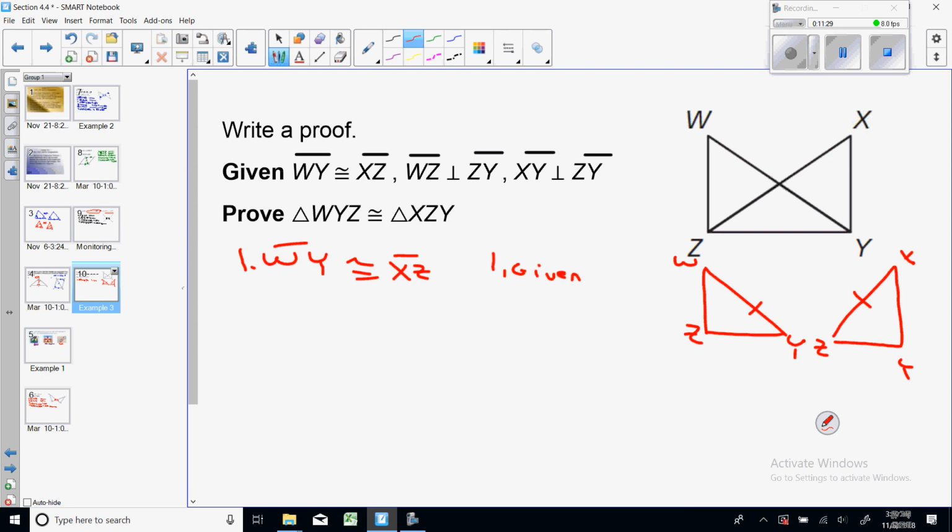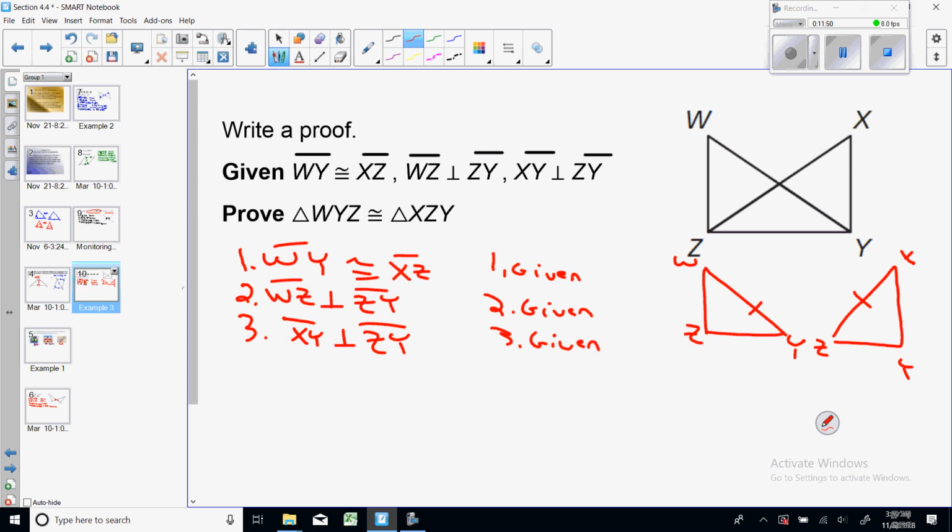Okay, and now you can see that you've got two pieces that are congruent. We're given that WZ is perpendicular to ZY, and you are given that XY is perpendicular to ZY. Now I'm going to kind of combine steps here a little bit on step 4. And what I'm going to state is that angle WZY and angle XYZ are right angles. And the reason for that is the definition of perpendicular lines.